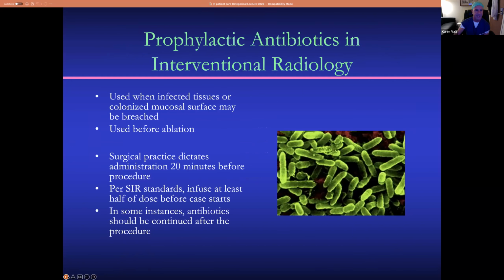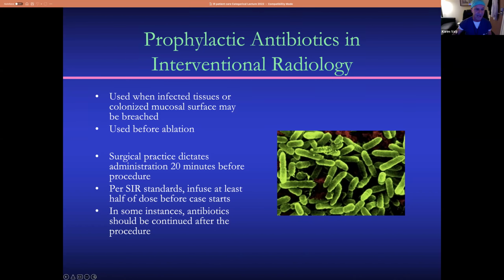Okay, next, antibiotics. So preparing the patient. The surgeons will tell you that we should give prophylactic antibiotics when infected tissue or colonized mucosal surfaces may be breached. That's the concept in surgery. We would also add, before we ablate something, before we destroy tumor, or particularly tumor that's become necrotic. And if we're going to give antibiotics, surgical practice dictates that they be administered 20 minutes before. You don't give the drug after you've done the procedure. You've got to get some of the drug in, ideally all of it. And sometimes we continue the drugs after the procedure, depending on what's happened.